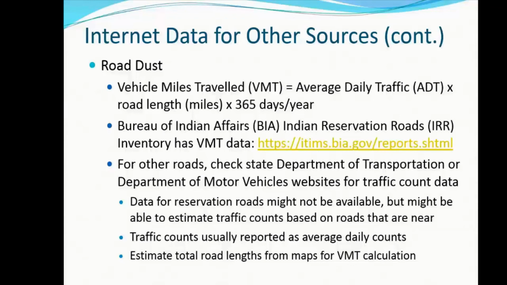And for other roads that you might have, you can check the State Department of Transportation or the DMV websites for traffic count data. They might not have data for the reservation road, but they might have data for a similar road that you could use as a surrogate. Just remember that traffic counts are usually reported as average daily counts, and to get them to annual, you do need to multiply by 365. And to get the road lengths, it's relatively easy to use internet maps for VMT calculations.